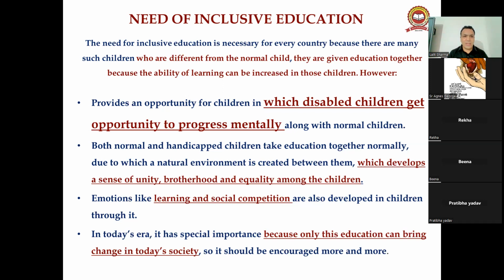Number first, it provides an opportunity in which disabled children get the opportunity to progress mentally along with normal children. Okay, we have to provide for the disabled. Why do we expect that only normal children can do wonders? Why not the differently abled students? Why can't a disabled person do wonders?